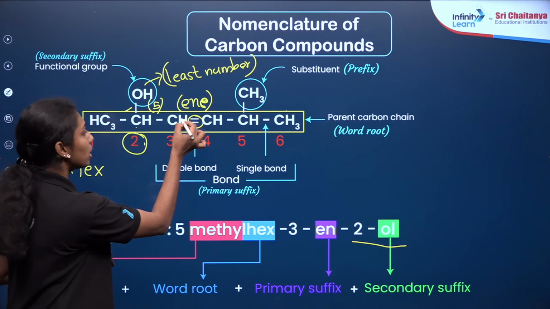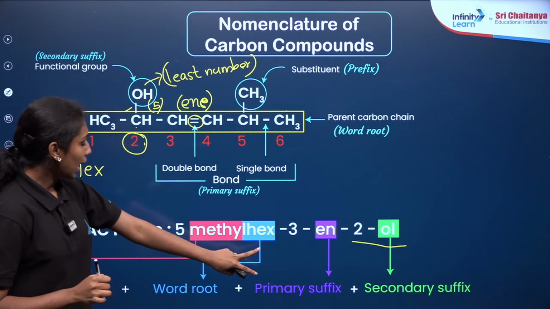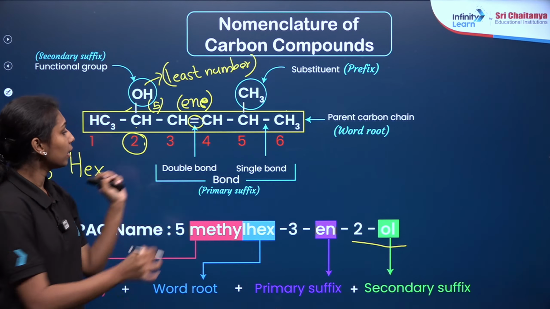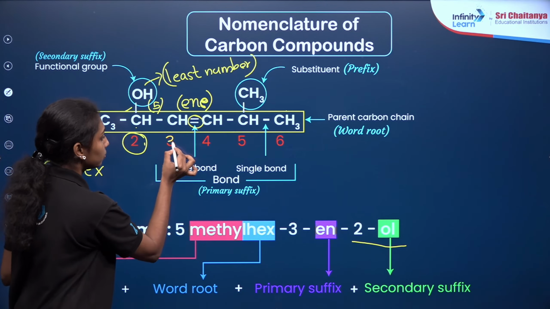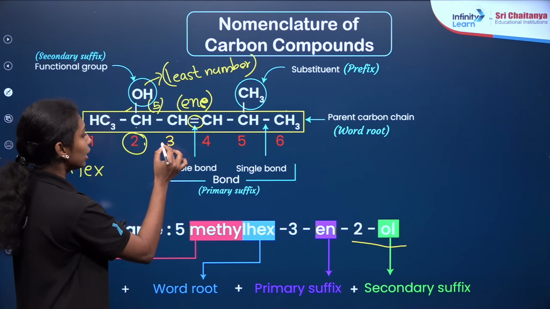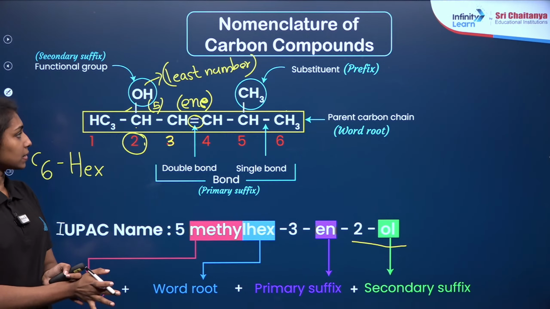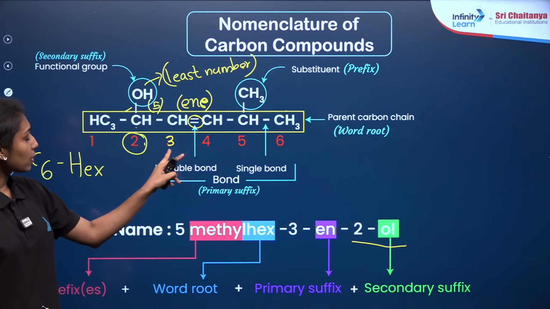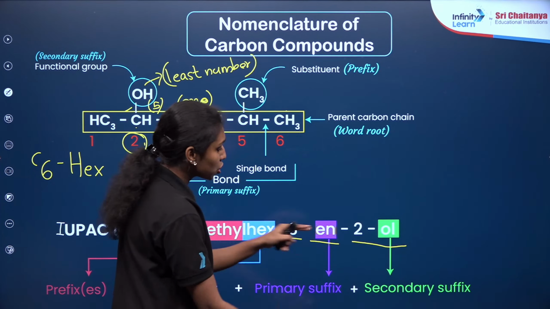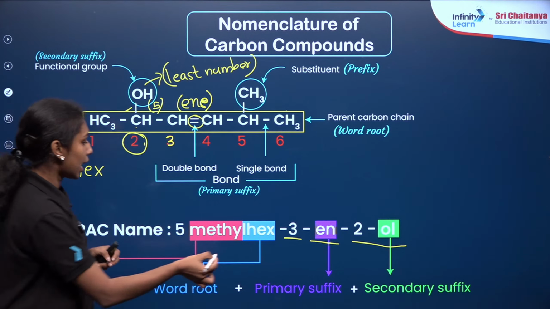So here a double bond is present, so it will be the ENE group, right? What is the position of this double bond according to this numbering? 3, right? 3 and 4 is present, but we need to focus on the lowest number. Again, it will be 3. Okay, I hope you understand. So this will be the primary suffix, that is 3-ene. 3-ene will be the primary suffix and 2-ol will be the secondary suffix. We have already got the root word as a 6-carbon compound, it is hex.